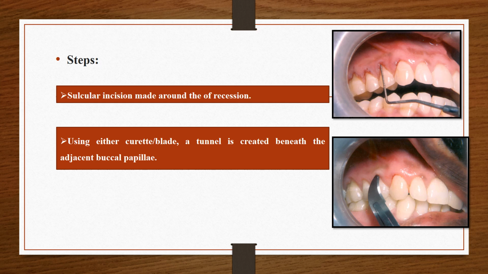So we will be making a circular incision. You can see that we will be making a pouch inside. Using the curette blade, a tunnel is being created beneath the adjacent papilla. So you can see this area and the adjacent area. Without incising the papilla, you will be making a tunnel inside it, inside the buccal papilla.